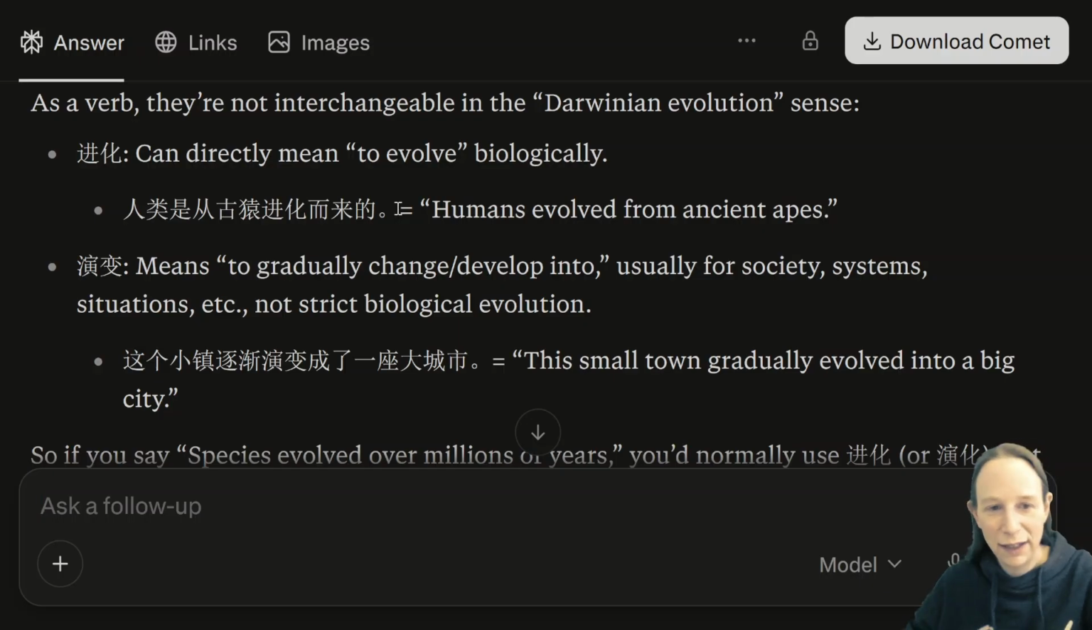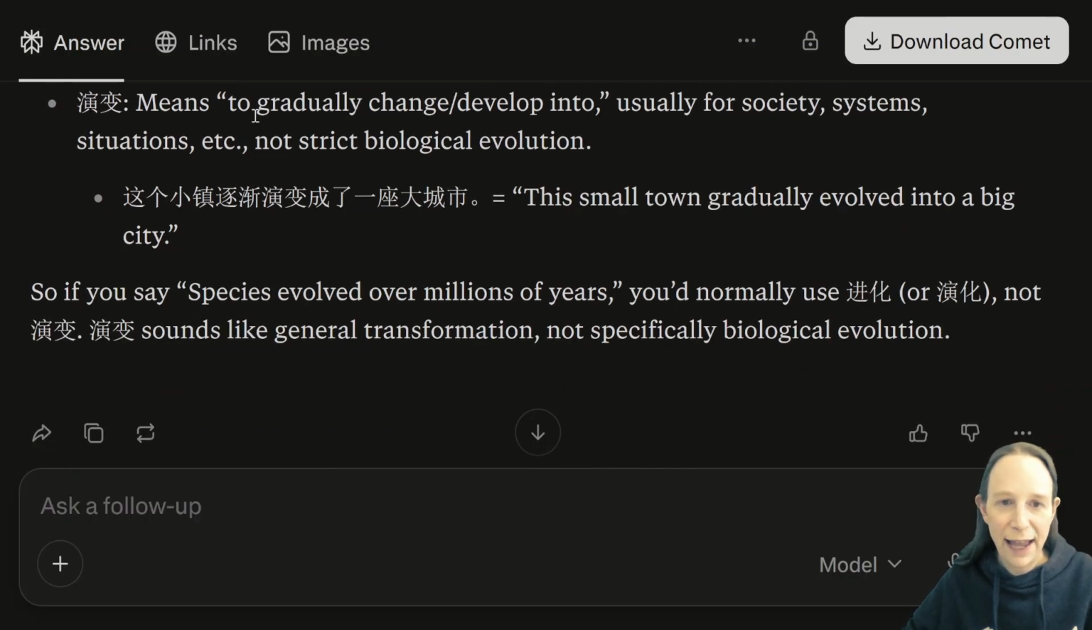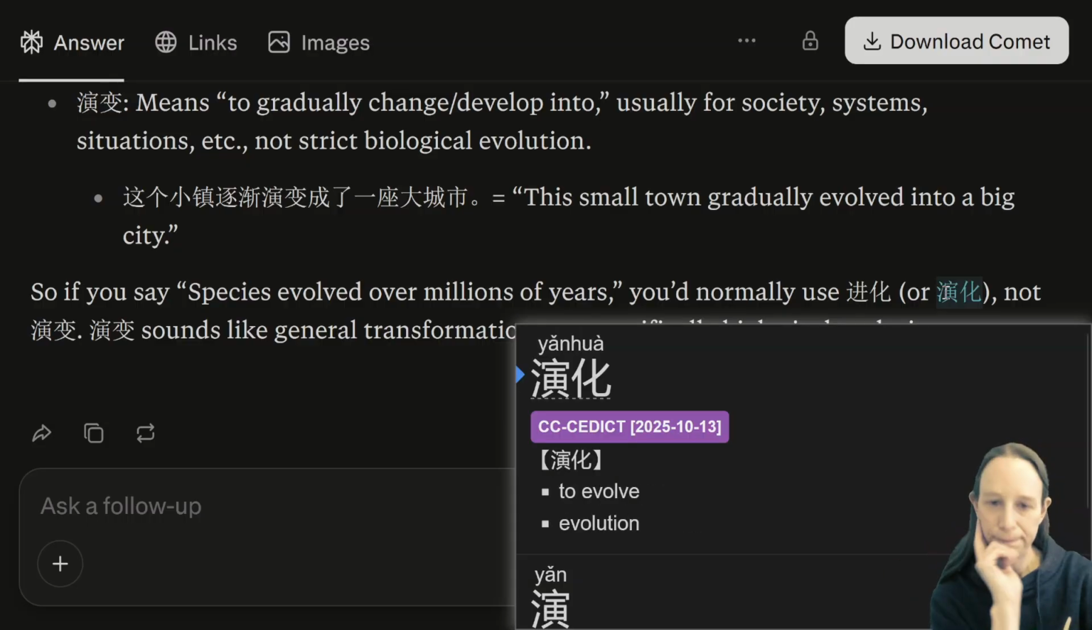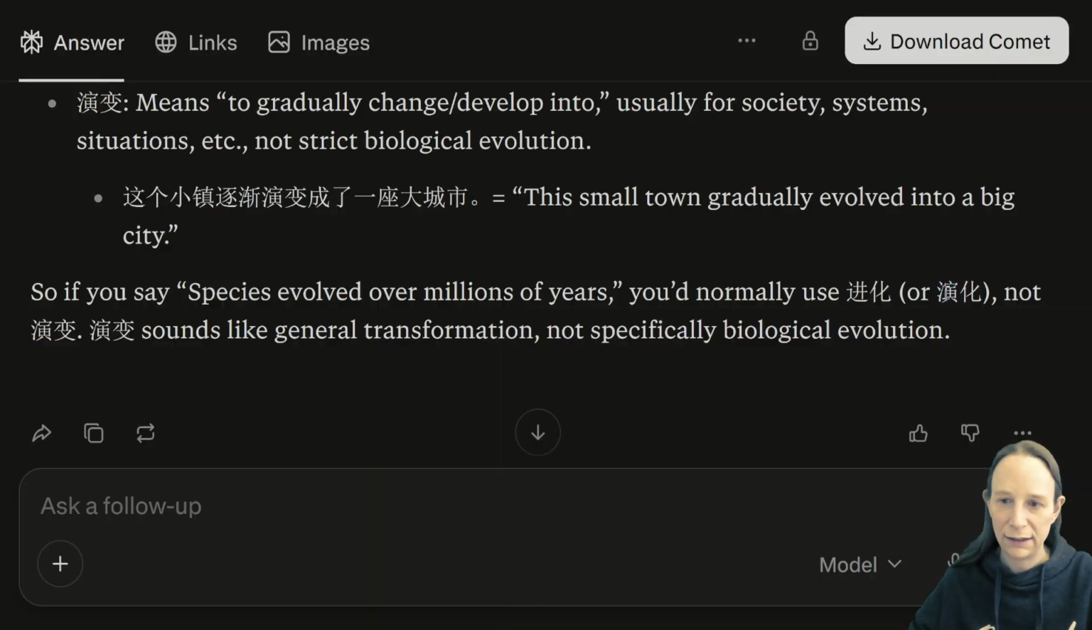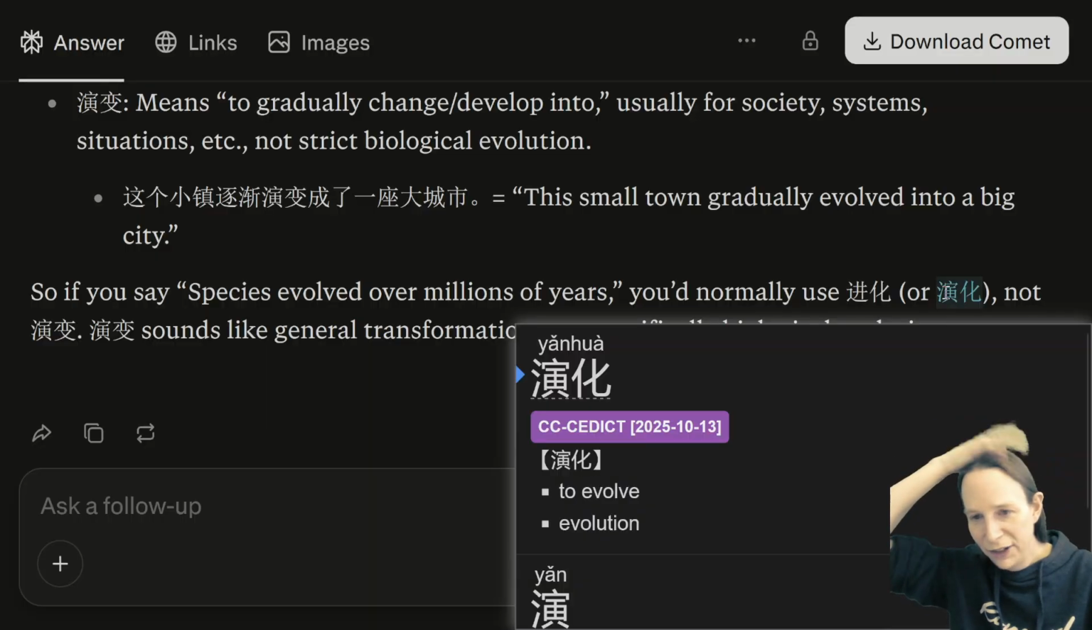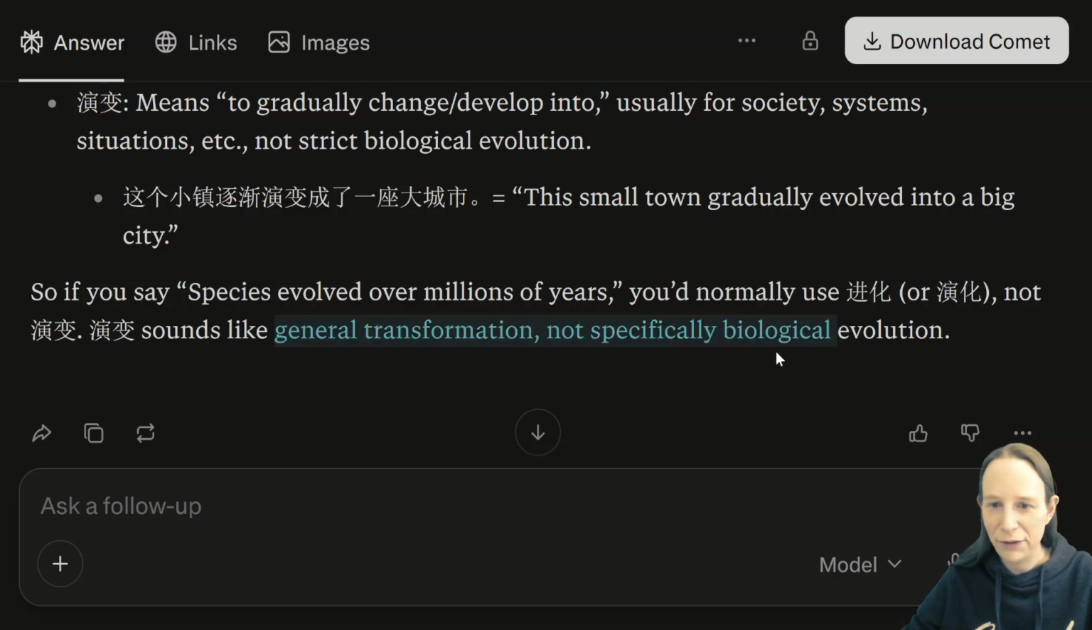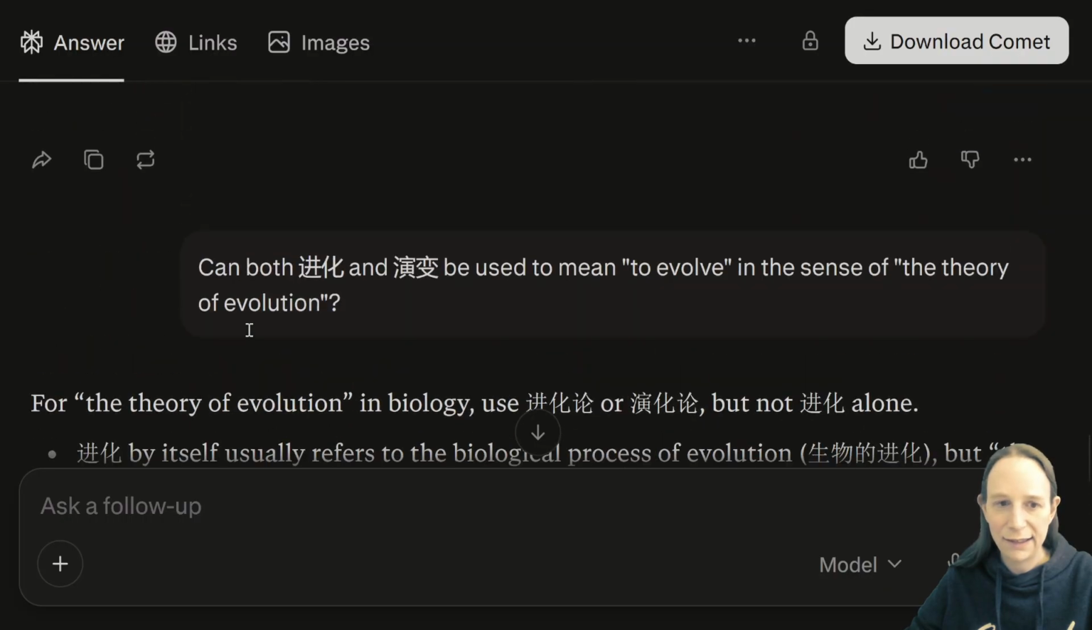人类是从古猿进化而来的. Yeah, so this absolutely exclusively pertains to theory of evolution, right? So mankind evolved from primitive apes, ancient apes. 演变, but so you can do it. Yeah, 进化, 演化. So 演化, so it's better to use 化 than 演变. Yeah, general transformation. Yeah. All right, let's move on.